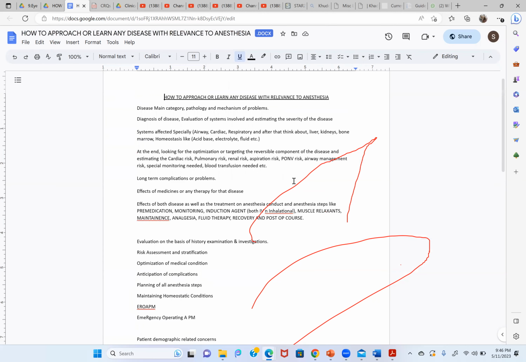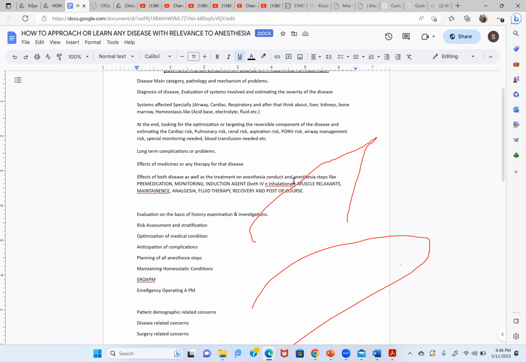So please, I request you, have a printout of this paper and modify it on your own. And whenever you are reading, instead of cramming the words of the book, try to correlate every disease. What is the main category? What is the pathology? What is the mechanism of problems? How to diagnose the disease? How to evaluate the severity of the disease? Which systems are involved? And then try to make your system.